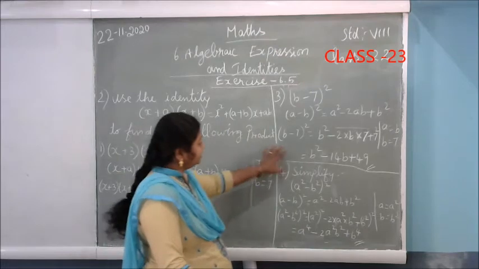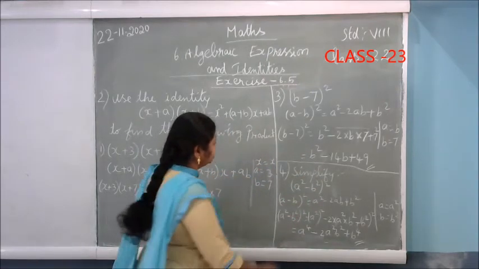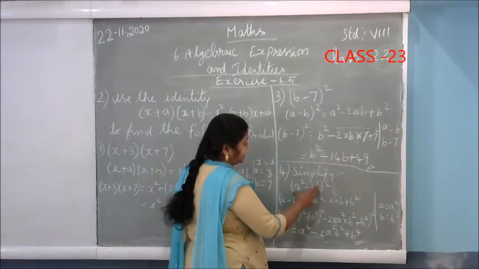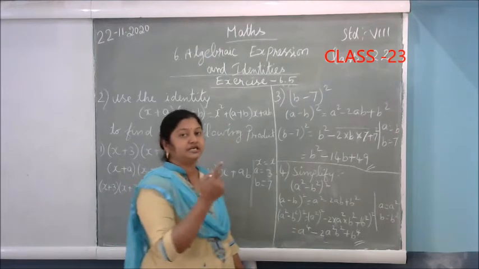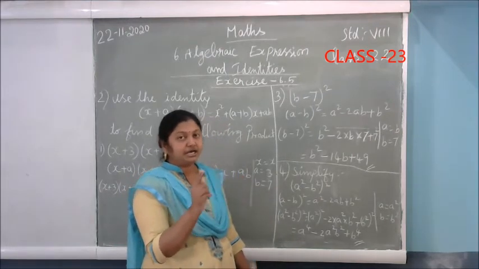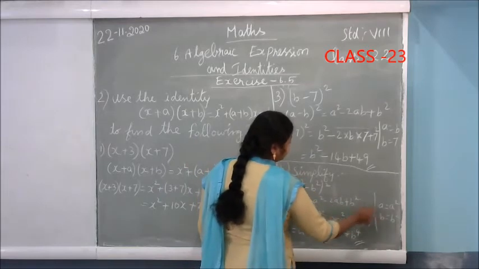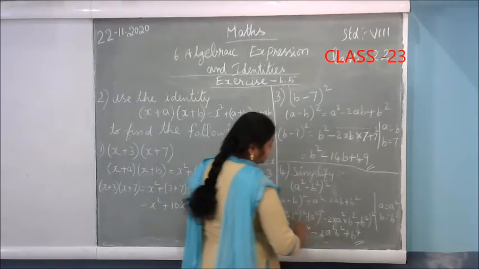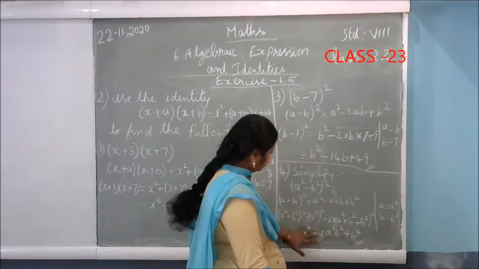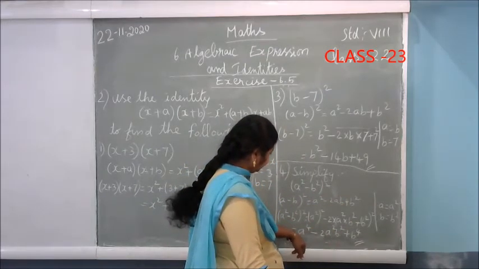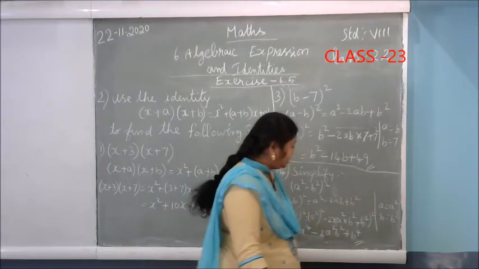The next one is simplify. Fourth sum: simplify (a squared minus b squared) whole square. This is also the second identity, because you have to notice the sign. Plus sign means first identity, minus sign means second identity. So instead of a, here a squared, and instead of b, b squared, you apply in the formula. If you simplify this, at last you will get the answer a to the power of 4 minus 2a squared b squared plus b to the power of 4.